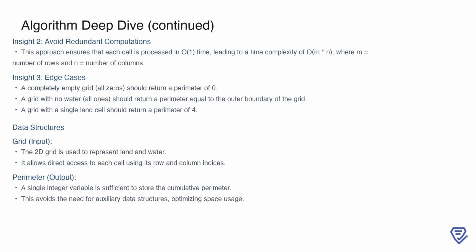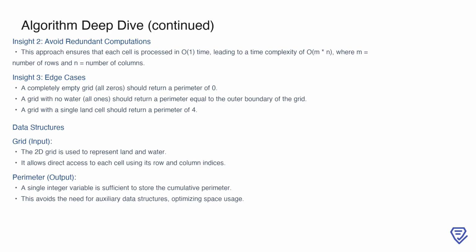This algorithm is efficient because it avoids redundant computations and processes each cell in constant time. Specifically, the time complexity of the algorithm is O(m*n), where m is the number of rows and n is the number of columns in the grid. This is because we traverse the entire grid exactly once.